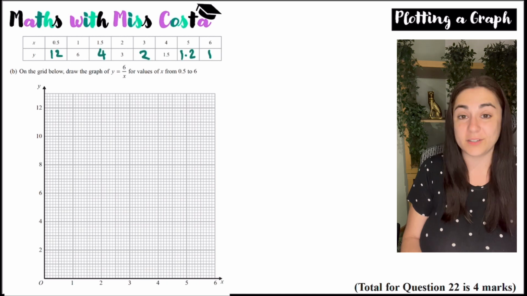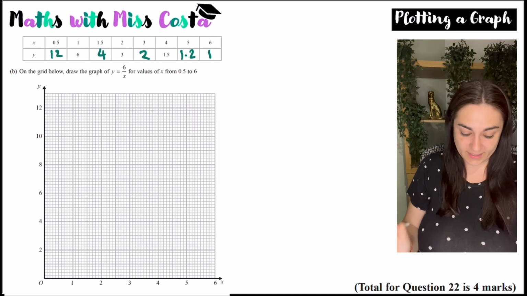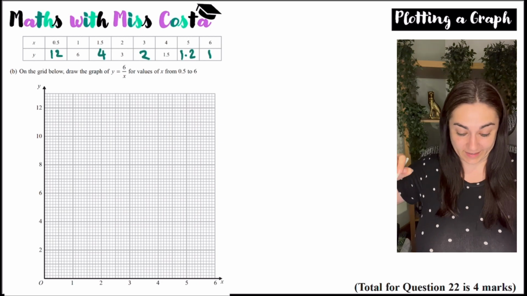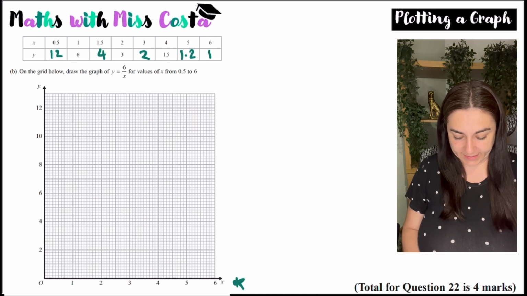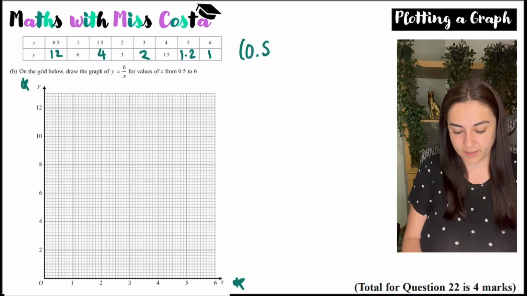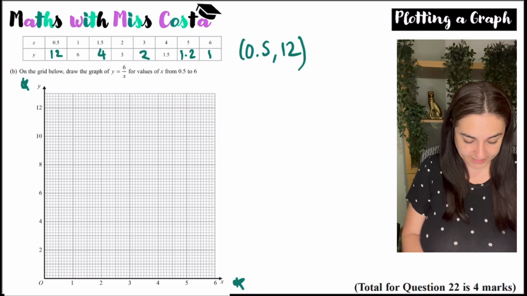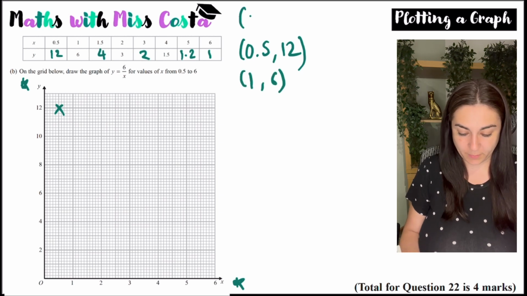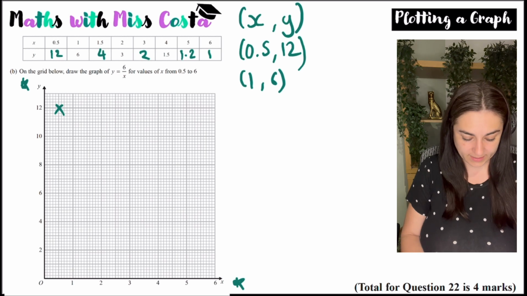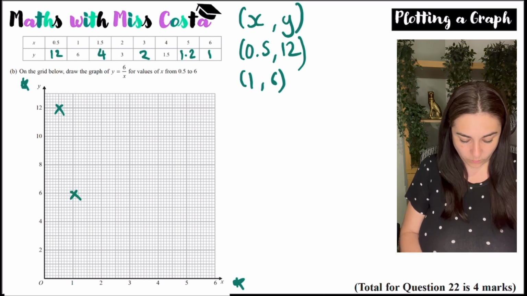And now I need to plot this. It's a reciprocal graph, so it's going to look a little bit like a curve. So first, this is my x-axis, this is my y-axis. So my first coordinate would be 0.5, 12. So I go to 0.5 and up to 12 and I plot my first point. The next coordinate is 1, 6, because remember it's always the x coordinate first and then the y coordinate. So 1, 6 is over here. Then I've got 1.5 and 4, then 2 and 3, then 3 and 2, then 4 and 1.5, 5 and 1.2.